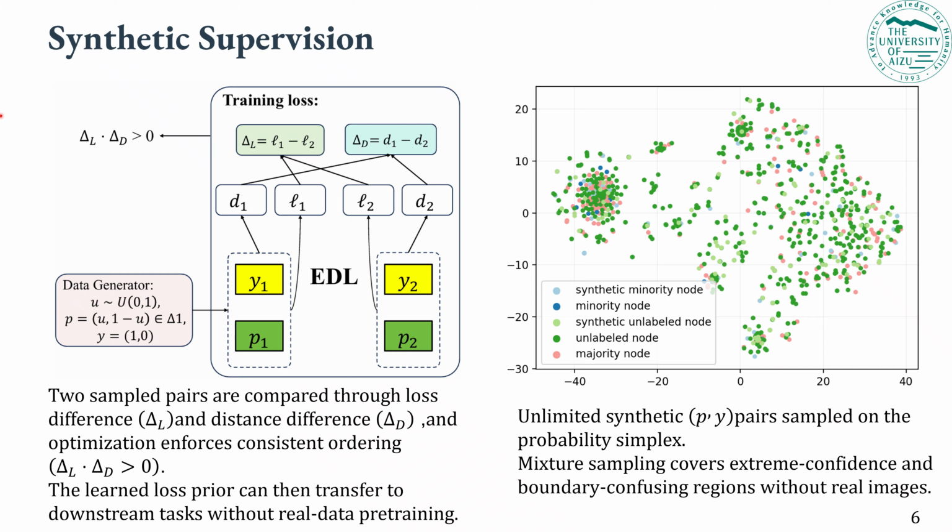Then we compare two synthetic pairs. EDL outputs two losses, and we compute two difficulty scores. We define delta L as the loss difference and delta T as the difficulty difference. The key condition is that delta L times delta T should be greater than 0. This means the loss order should match the difficulty order. In simple words, harder predictions should get larger losses.